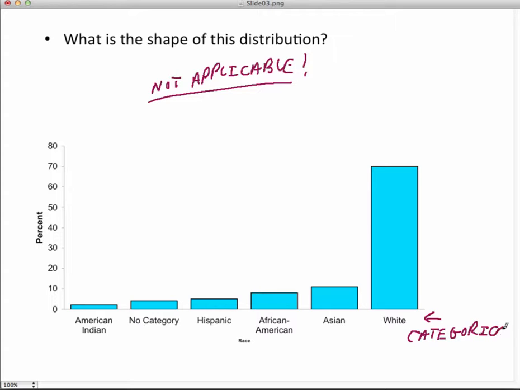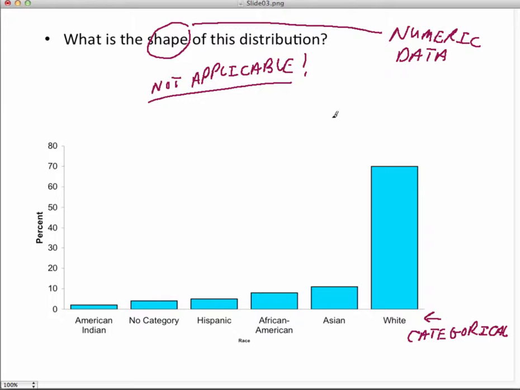And categorical variables, unless they're ordinal and have a natural ordering to them, there's no way you can order them across the x-axis. I could have come back through and done this alphabetically and would have got a totally different shaped distribution. So when we're talking about the shape of the distribution, we're talking about numeric data. So we need to get rid of the categories and put things into numbers if we want to start talking about shape. All right, so keep that in mind. That's a little bit of review of a concept that some folks find a little sticky.